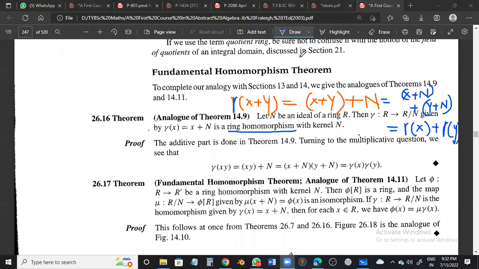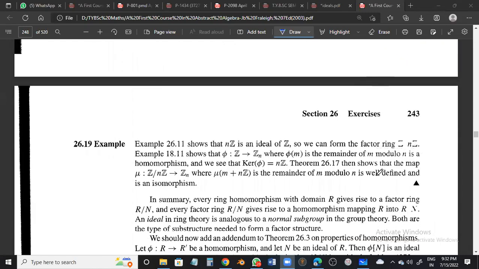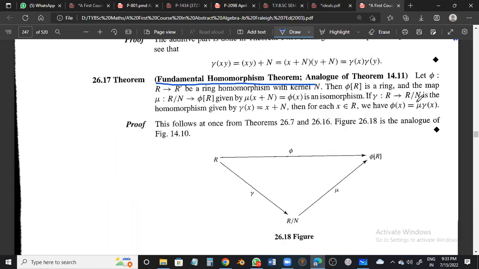Okay. And now the next part, actually it's a proof they have not covered. Proof is not actually covered over here. But let us go to the statement, this being a very fundamental theorem. Fundamental homomorphism theorem. What does this theorem tell you? Suppose, let us see the picture also simultaneously, phi from R to R dash is a ring homomorphism with kernel N.